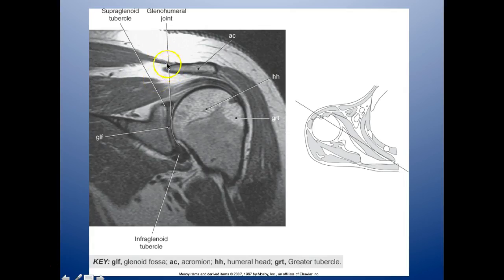MRI T1. So we look here, we have your acromion, your humeral head, and they are calling this the greater tubercle, and this is your glenoid fossa. Your infraglenoid tubercle is down here, and this is your supraglenoid tubercle, and there's the labrum that comes right off of there.